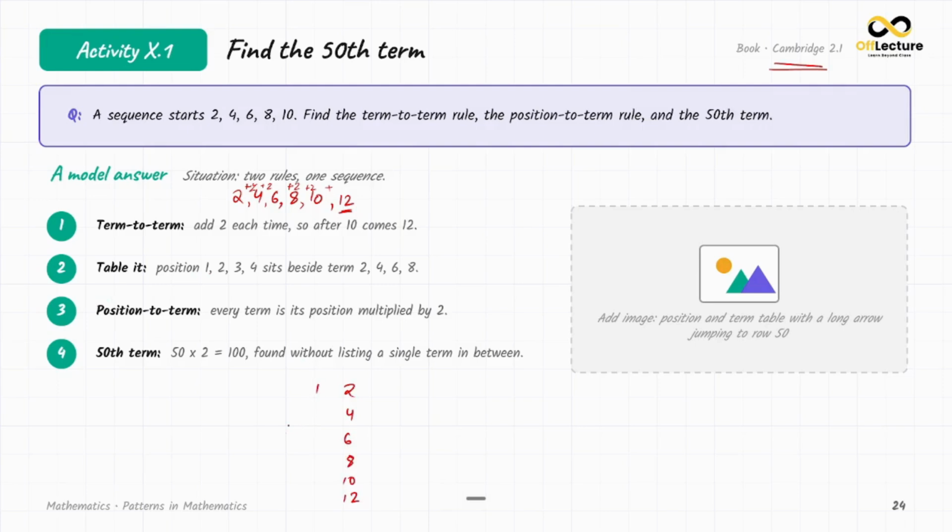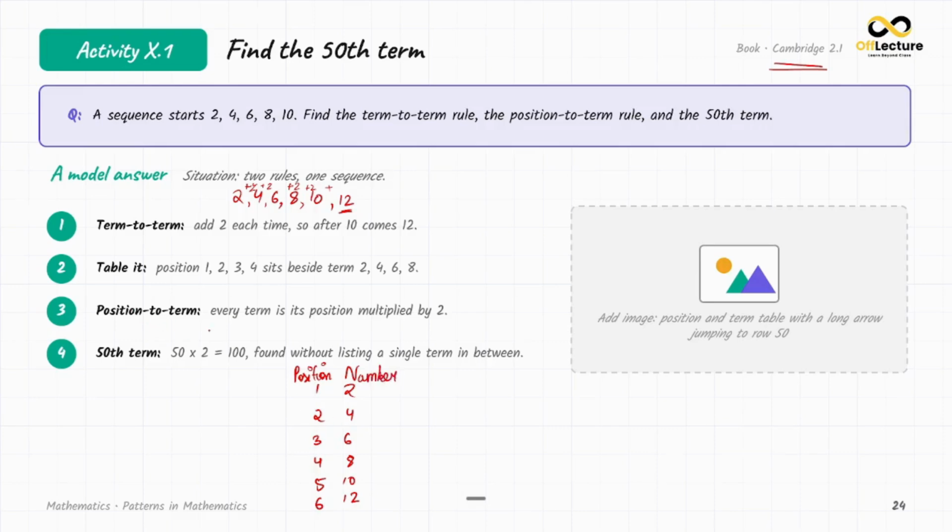And at position 1, we have 2. At position 2, we have 4. At position 3, we have 6. At 4, we have 8. At 5, we have 10. And at 6, we have 12. So here we are writing the positions, and here we are writing the numbers of our sequence.